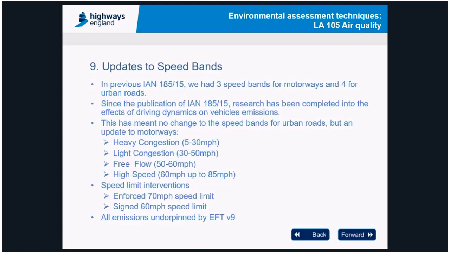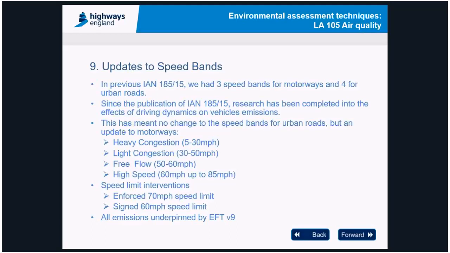Our research also identified the effects of introducing and enforcing the national speed limit, 70 miles an hour, on motorways and dual carriageways, and also 60 miles an hour speed limits for other occasions where high speed has been the prevalent speed during the course of the day.